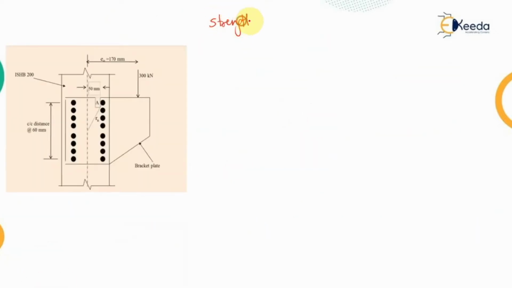Therefore the strength of bolt, or the bolt value, is given by the minimum of these two, that is 45.26 or 76.23. Therefore this BV value comes out to be 45.26 kilonewton. That means this much amount of load can be resisted by a single bolt.